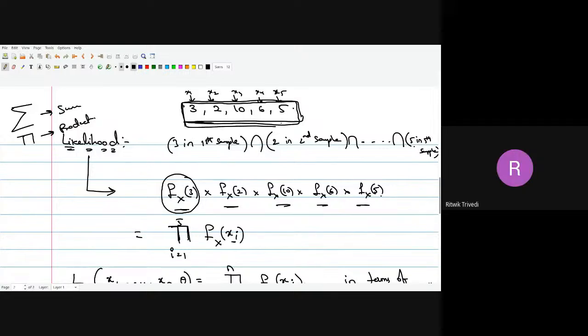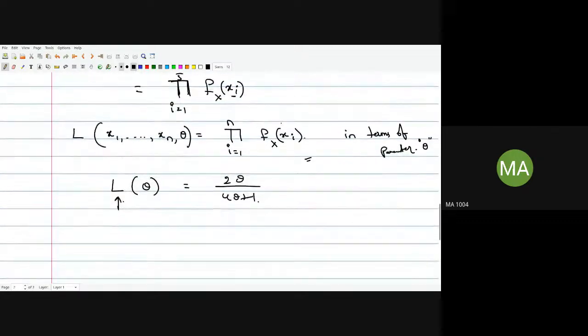This 3, 2, 10, 6, 5 has occurred. You have observed it. So when we are looking at likelihood, we are looking in terms of the particular sampling which has been given to us. Because we already are working on a particular sampling, we are only considering the theta parameter when we are doing the final calculation. Right now you have only that sampling with you, and we try to maximize that sampling's occurrence.